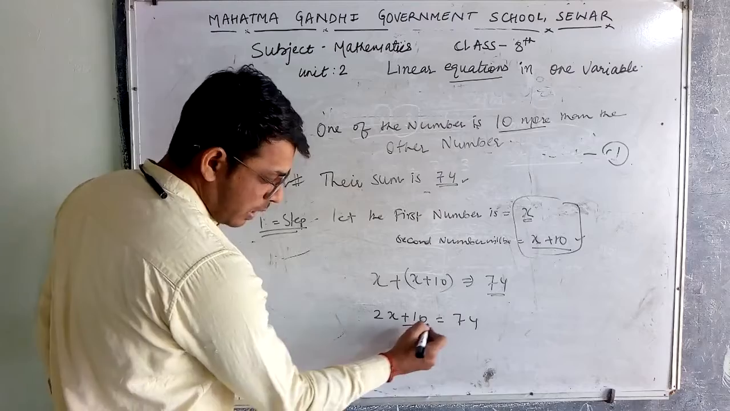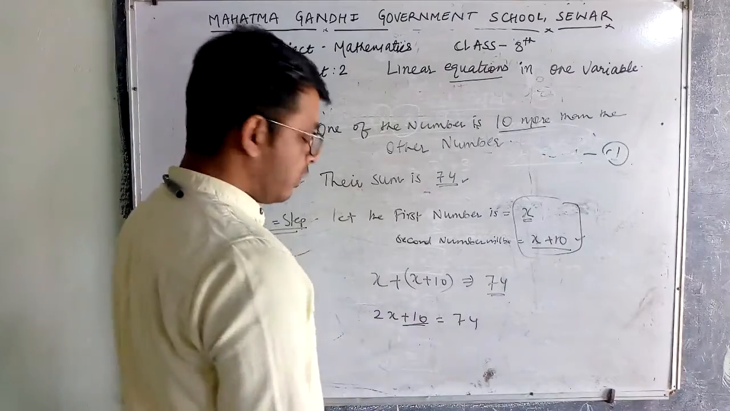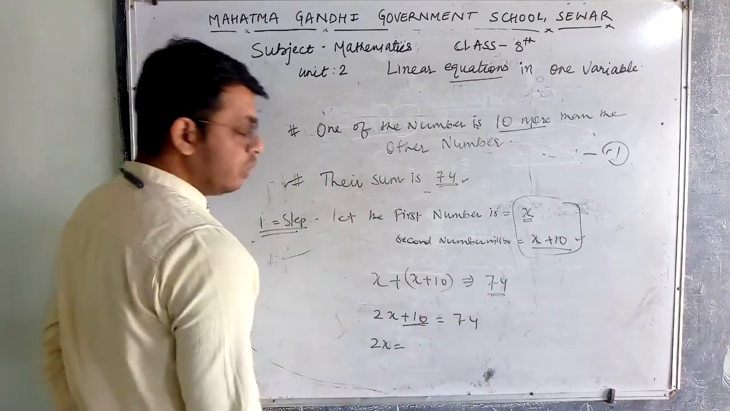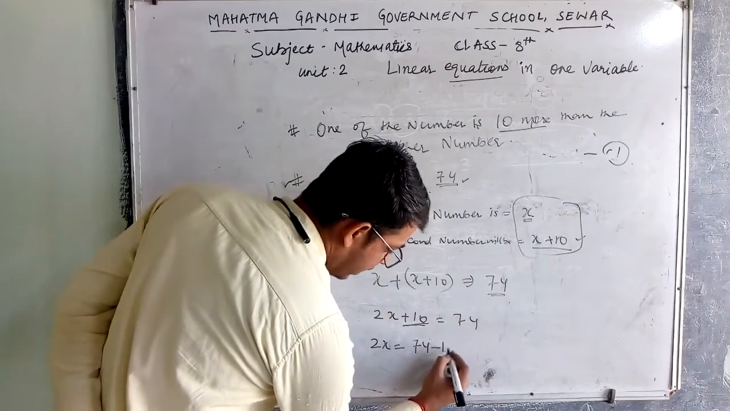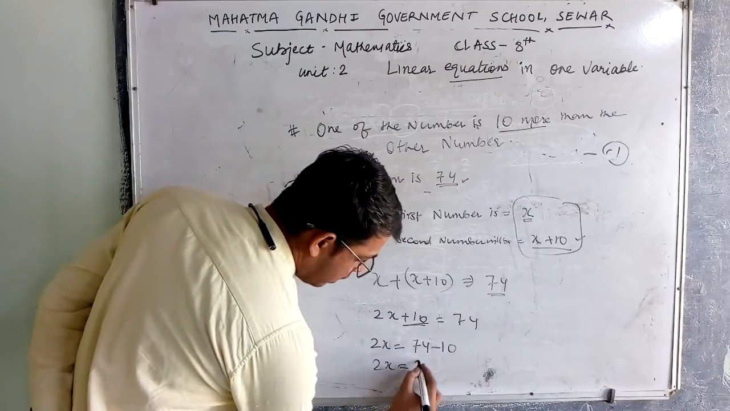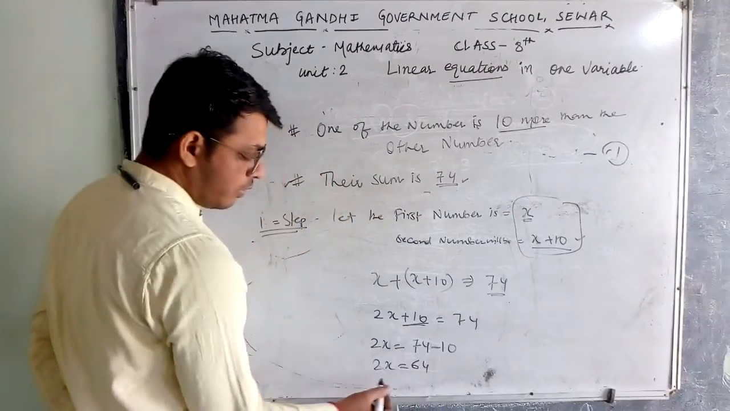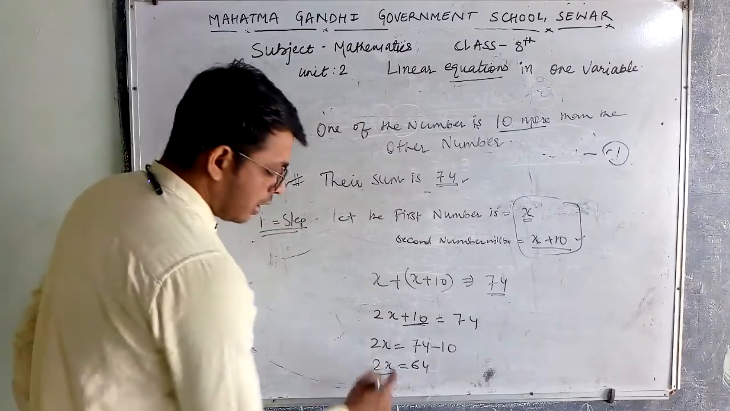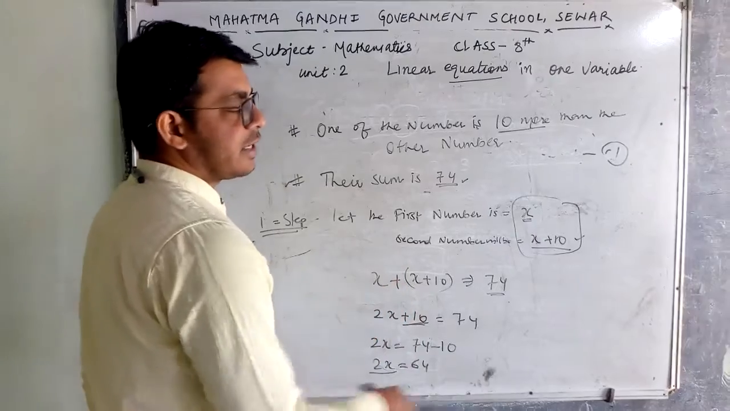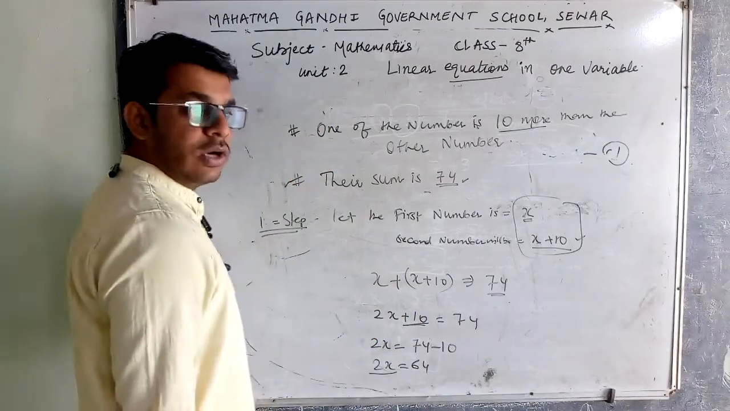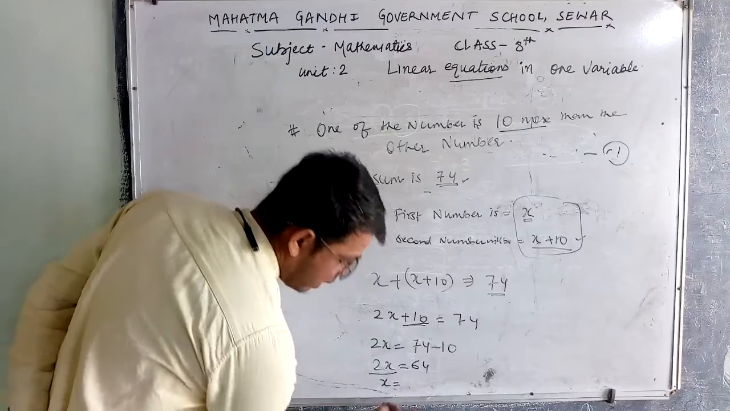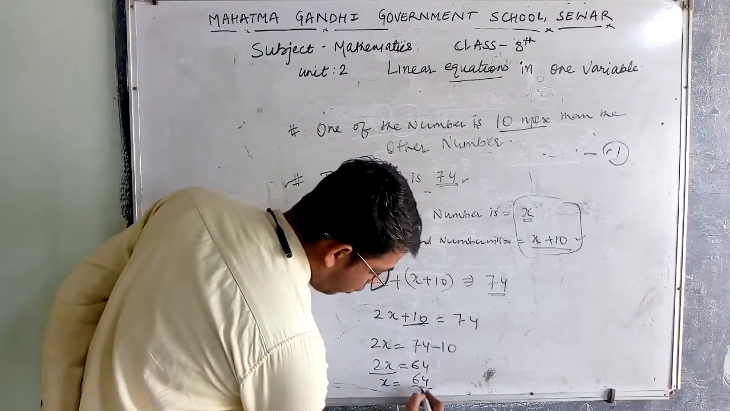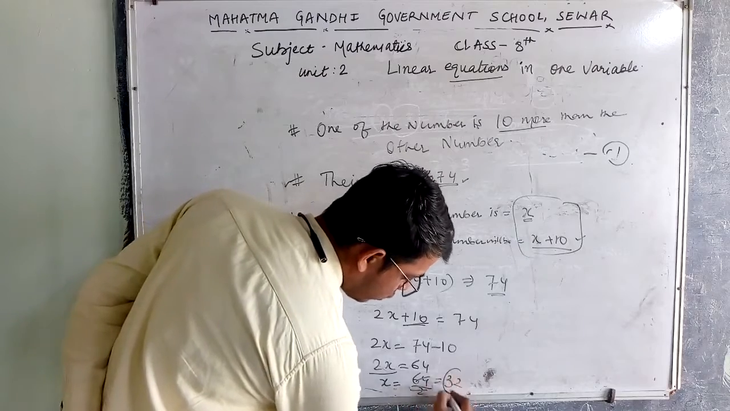Now this plus 10 will transfer to the other side of the equation. What will happen? The sign of the 10 will change to negative. 74 minus 10, 2x equals 64. Now what will we do? Because 2 is multiplied with x, whenever a multiplied thing is transferred to the other side, it changes into a division. x will remain there because we want to find the value of x. 64 upon 2, what is it? 32.